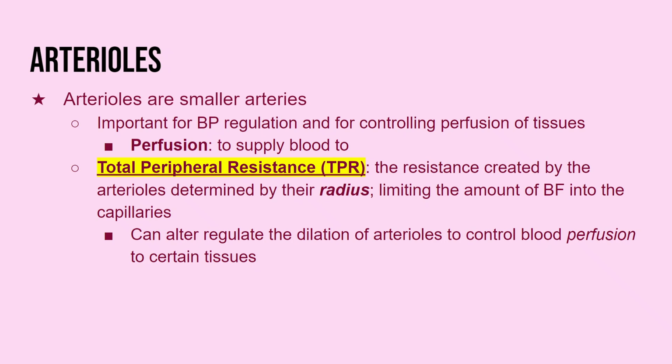A very important feature of arterioles is that they regulate total peripheral resistance, or TPR. This is the resistance created by the arterioles, which is determined by their radius. Arterioles, we'll see, are regulated intrinsically and extrinsically, which changes the diameter of their radius to either allow more blood flow to certain tissues or to restrict blood flow to certain tissues.